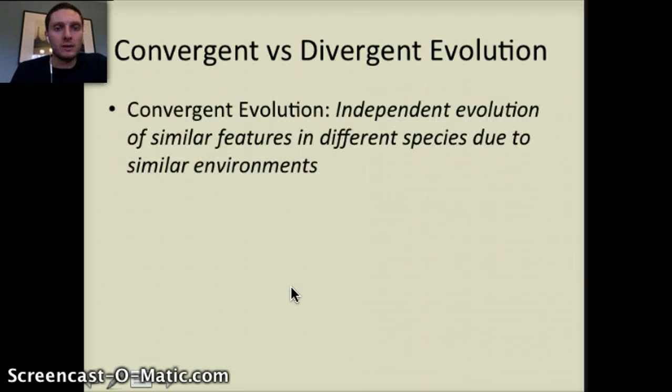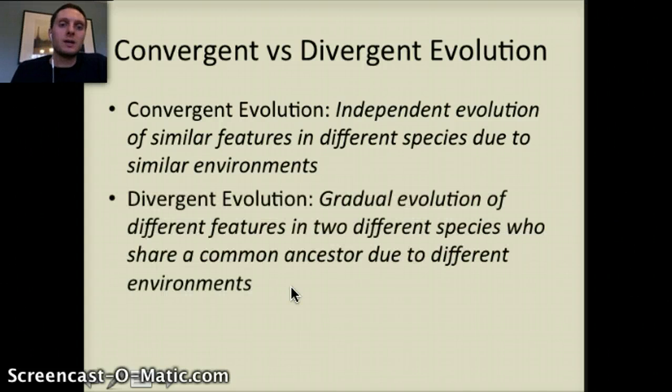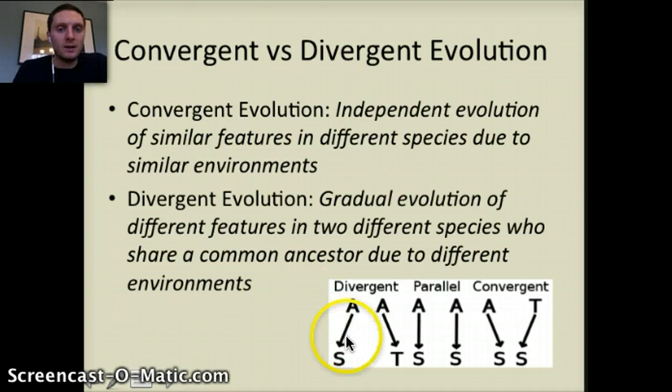To give you a couple of quick definitions for this: convergent evolution is the independent evolution of similar features in different species due to similar environments. Divergent evolution is the gradual evolution of different features in two different species who share a common ancestor due to different environments. And a nice summary of that is right here, where we see convergent, divergent, and then parallel evolution.